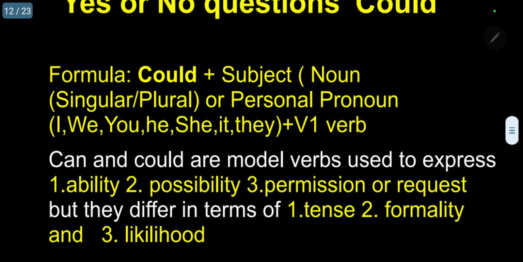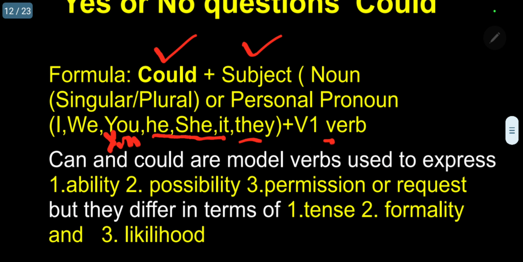Now, the interesting information is how to form yes or no questions. I am giving a formula. Since I am going to discuss the secondary auxiliary verb could, I am using that. First, we have to use could plus subject. Subject may be a noun, singular or plural. Then personal pronoun: first person I or we; second person you, singular or plural; third person singular he, she, it, plural they.